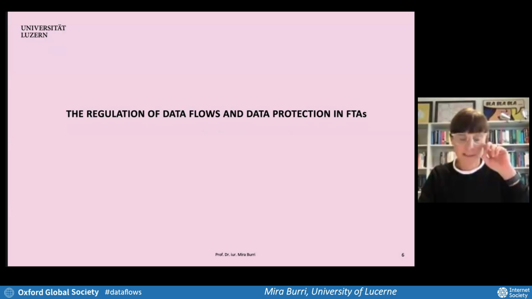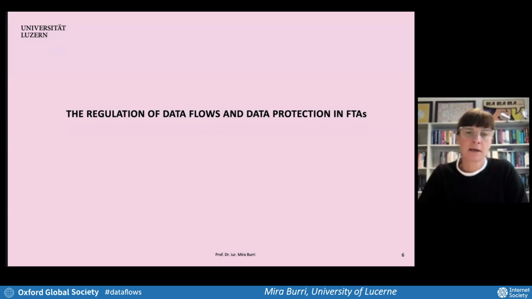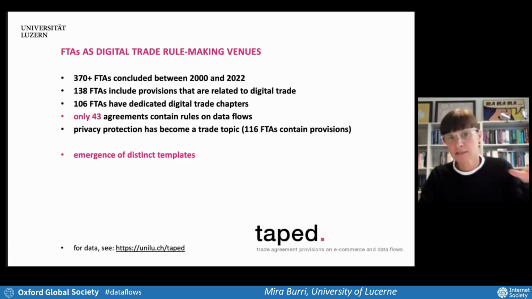Now, as was mentioned before also by Susan, we have a very dynamic landscape for the regulation of data flows and now also data protection in free trade agreements, in preferential trade agreements. And we have a great number of such agreements, and essentially all the recent agreements have dedicated rules on digital trade, including rules on data flows and privacy protection. Still, if you compare the ratio of those agreements having rules on data flows and the rest of the FTAs, it is not a huge number of treaties.